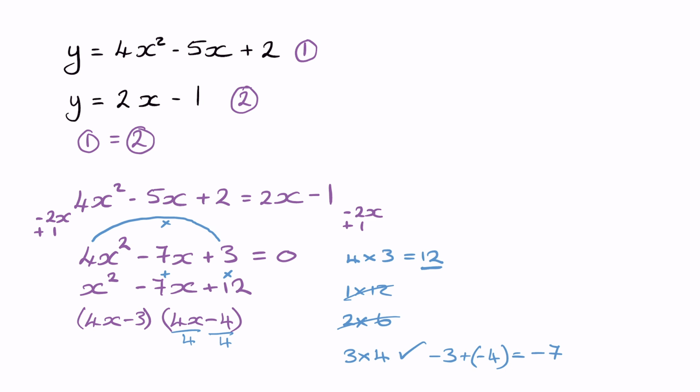And then we'll end up with, first bracket stays the same, 4x -3, and then the second bracket, that would be 4 divided by 4, so that's just 1, that would be x. And then -4 divided by 4 gives us -1. And now we can say that equals 0, because all we've done here is rewritten this in factor form. And from that, we can go ahead and find out what our x terms are.